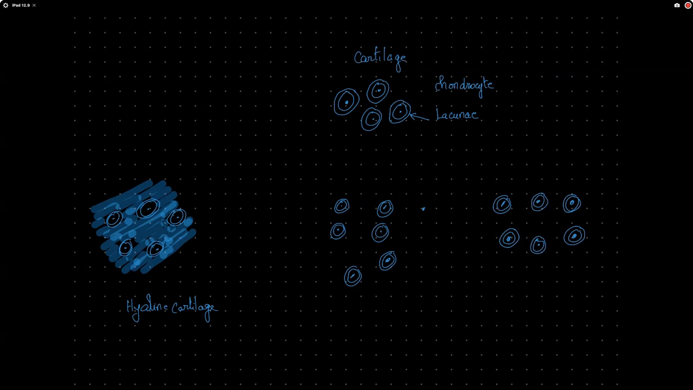If the surrounding matrix does show clear fibers, which are thin, darkly stained long fibers, so those are my elastic fibers, and I'm looking here at a type of cartilage which contains elastic fibers, so we're going to call it an elastic cartilage.